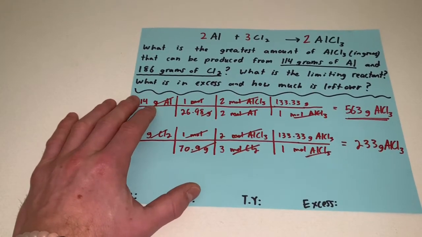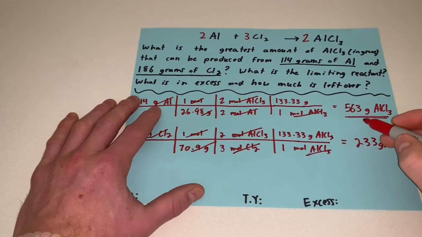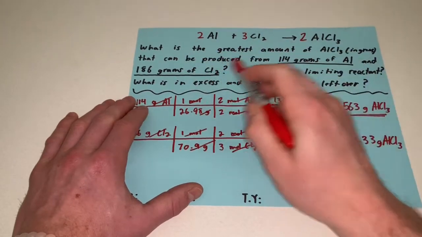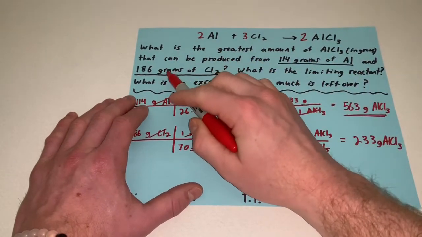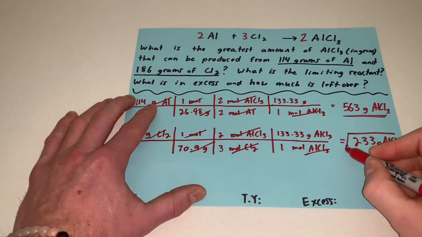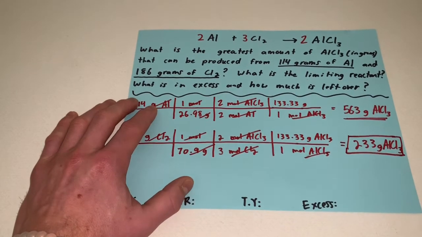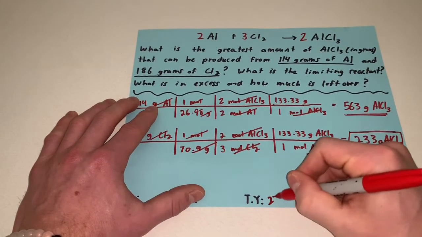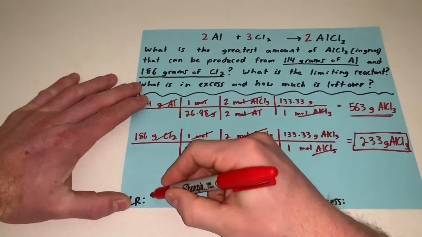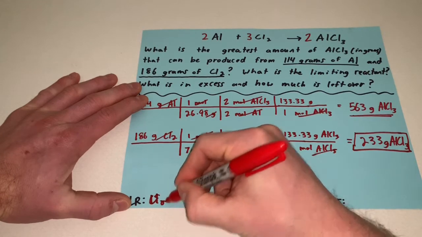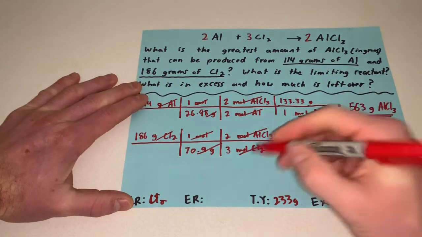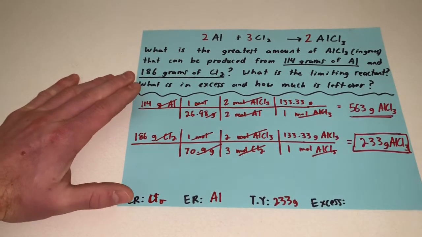So we need to compare these values. 233 is certainly smaller than 563. So this means that when we mix these 2 reactants, 114 grams of aluminum, 186 grams of chlorine, the most that we're going to be able to produce is 233 grams of aluminum chloride. That's going to be our theoretical yield, 233 grams. That 233 grams is produced by the limiting reactant, which is chlorine. And that means our excess reactant is the reactant that is able to produce more. Our excess reactant is aluminum in this case.